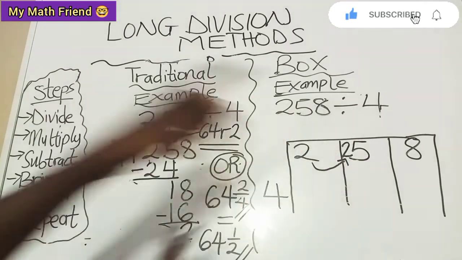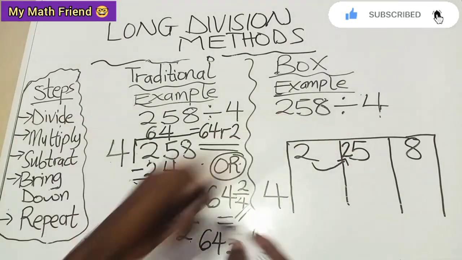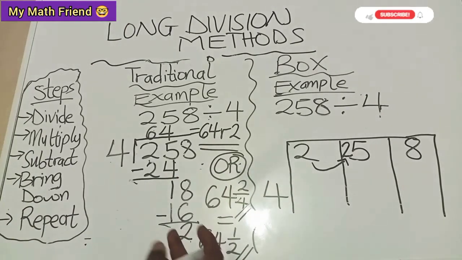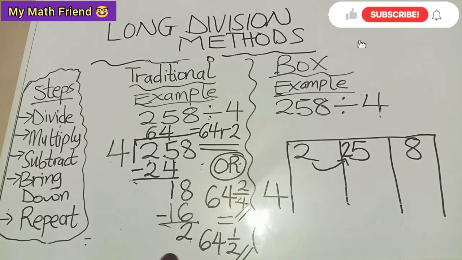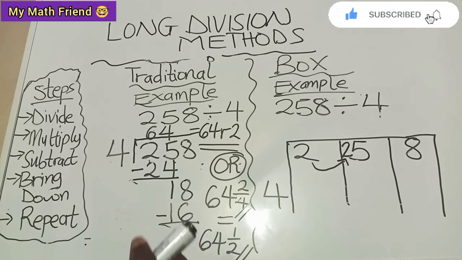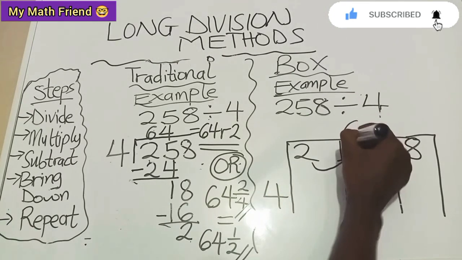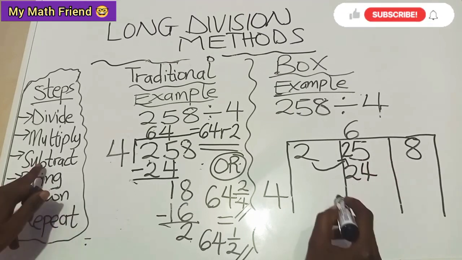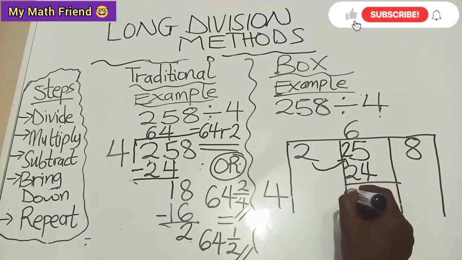You see, now that it is big, 4 times what gives you 25? How many groups of 4 gives you 25? So you can draw 25 pencils or even pick 25 objects and then group them into 4s. It's fours, fours, fours, and see the number of groups you have. It is 6. And you multiply. 4 times 6 is what? 24. Third step, you subtract.